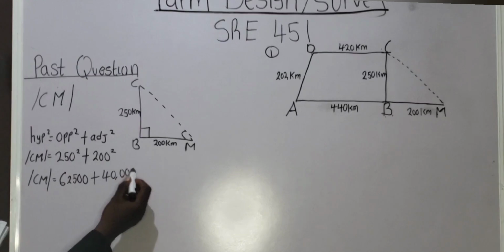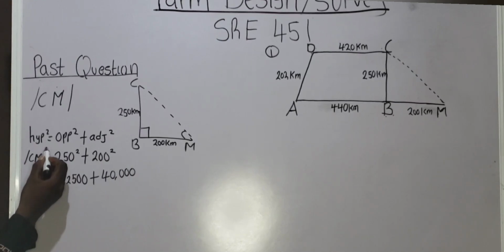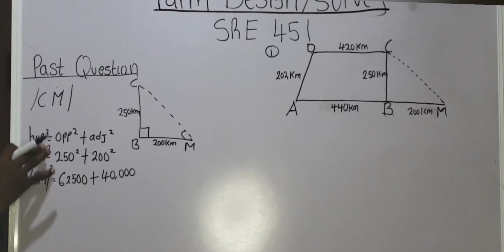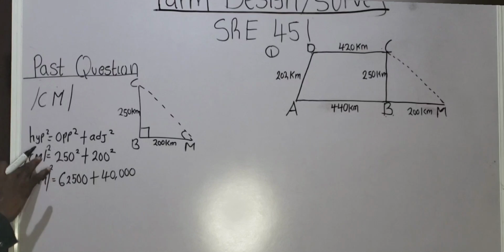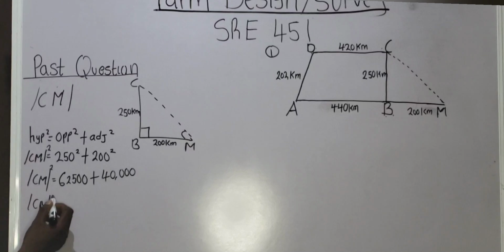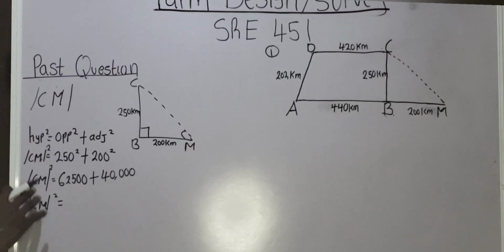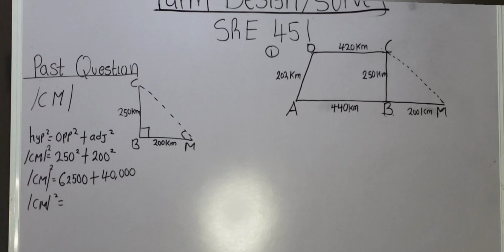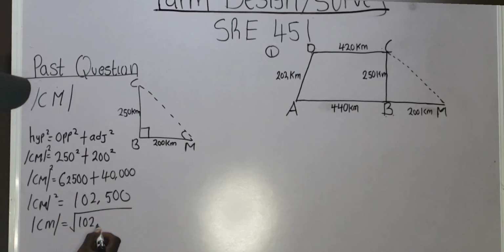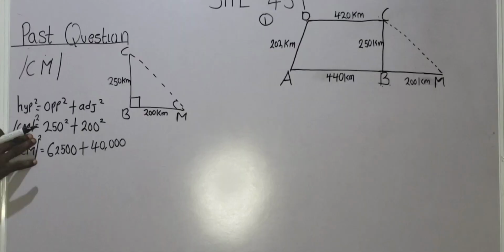So hypotenuse squared is what we are dealing with, since the hypotenuse is line CM. That is line CM squared. So line CM squared is equal to 62,500 plus 40,000, that is 102,500. In order to get line CM, I'm going to take the square root of both sides, that is the square root of 102,500.